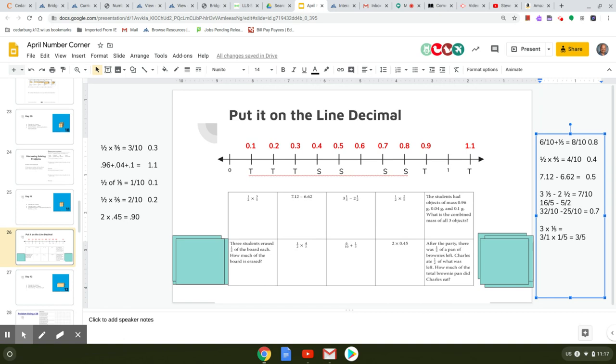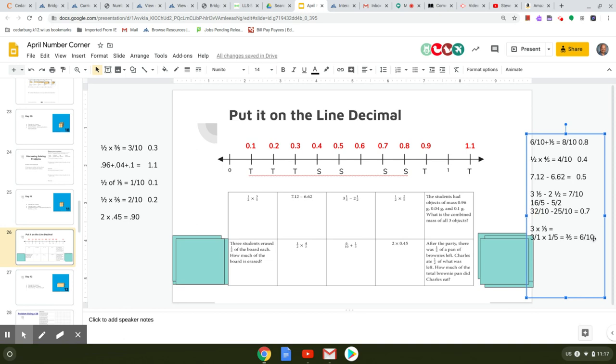3/5. But what is that in tenths? So I need to figure out what 3/5 is in tenths. So what am I doing to the 5 to make it a 10? I'm multiplying it by 2. So then I have to go 3 times 2, and my answer is 6/10. Not sure I can get that on the line, but I'll try to make that a little bit bigger. There we go. 6/10, or what is that as a decimal? It is 0.6. All right. Close game.